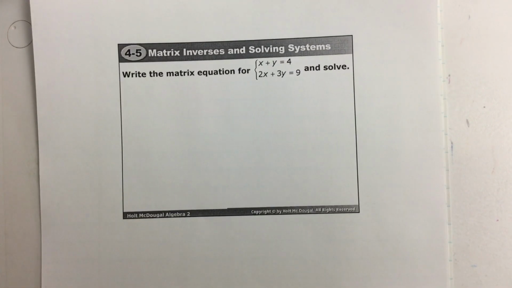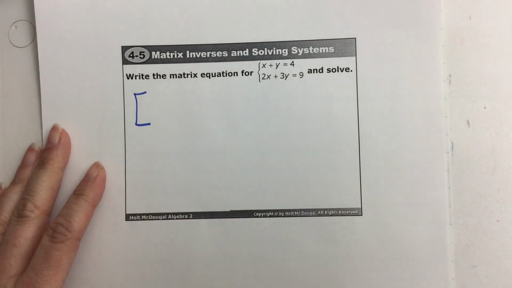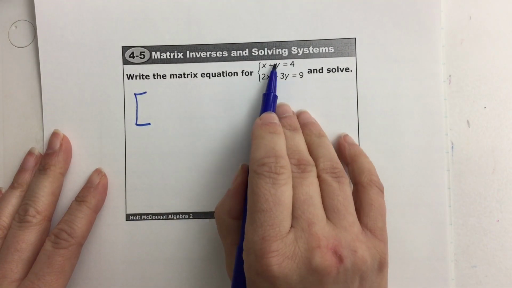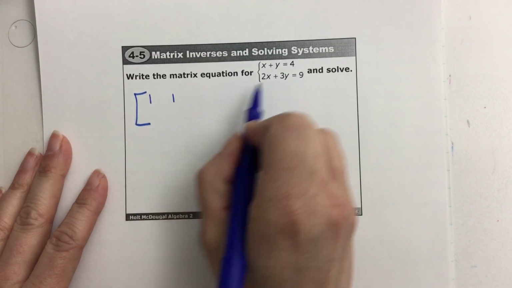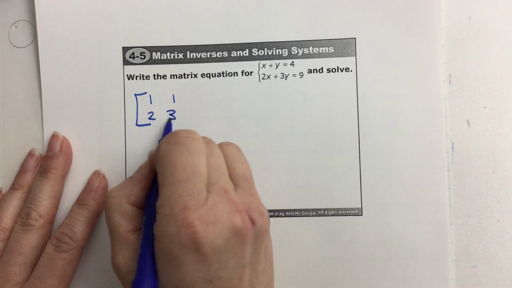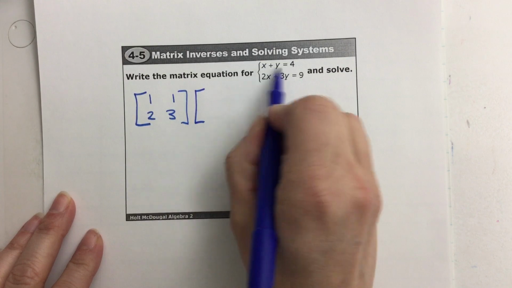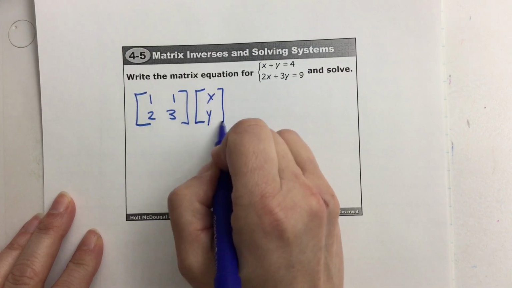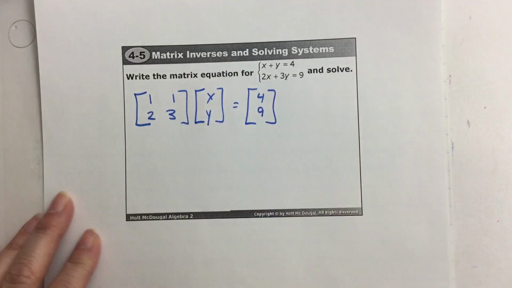Okay, step one, you want to make a matrix equation. So you have to start off with your coefficients. The x's are lined up, the y's are lined up. The numbers in front of the variables are 1, 1. The second row, it's 2, 3. So that's your first matrix. That's your coefficient matrix. The variables that you are solving for is x, y. Equals your solutions, 4, 9.